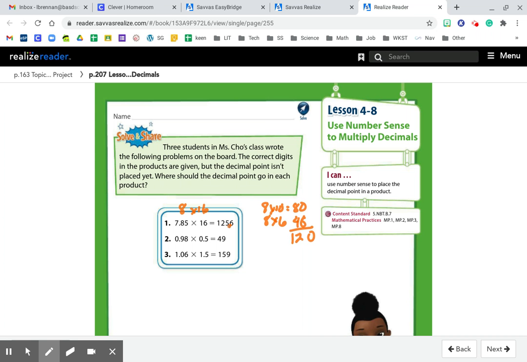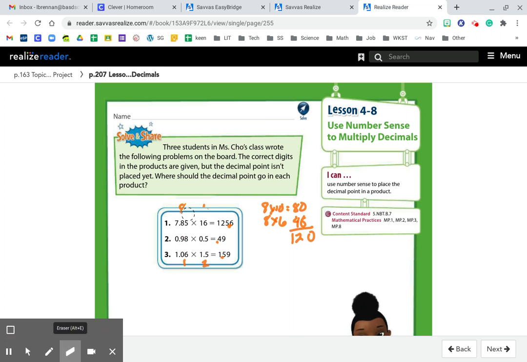For number 2, I have round that to 1. You can leave that at 0.5, which is a half. So my answer should be around a half. So that 0.49 would work there. For number 3, 1 times 1.5. Or if you wanted to round it, 1 times 2. My decimal is going to be a one-digit whole number answer.